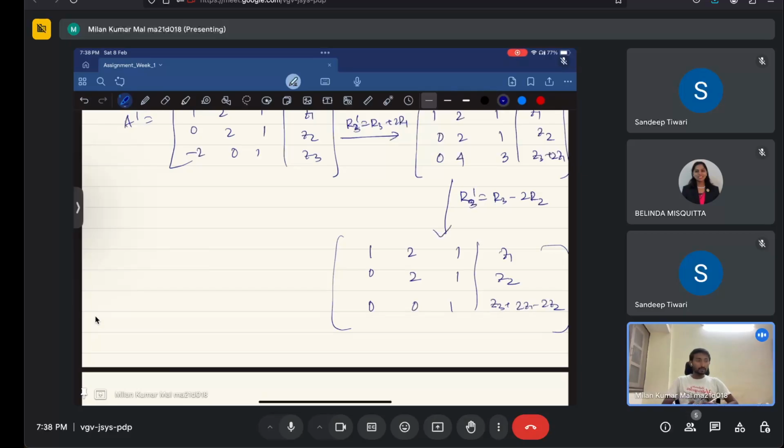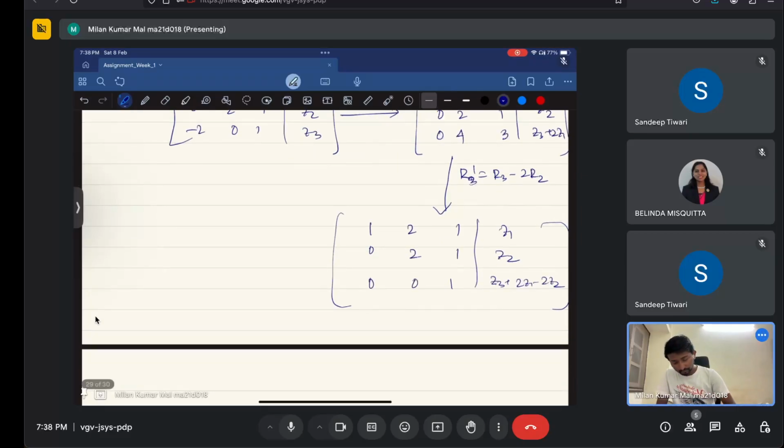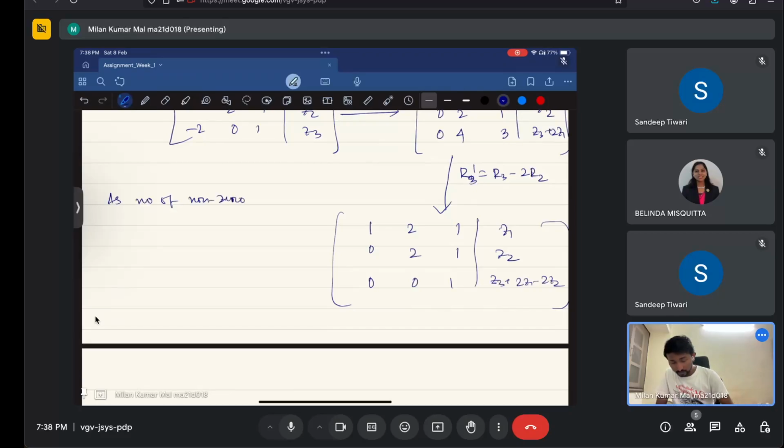So now one can easily look at the number of non-zero rows in A, that is 3. Then the number of non-zero rows in A dash will also be 3. There is no doubt about that. So that means this system has a solution, as the number of non-zero rows of A and A dash are the same, and that is 3. As both are 3, then T is injective, or one-one, right?